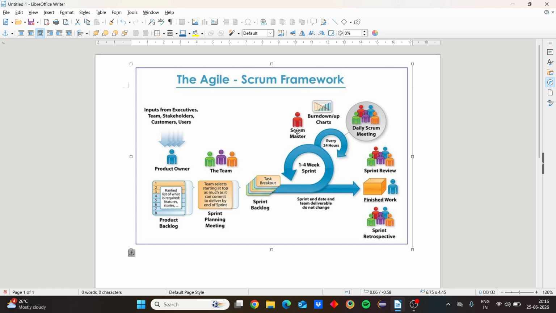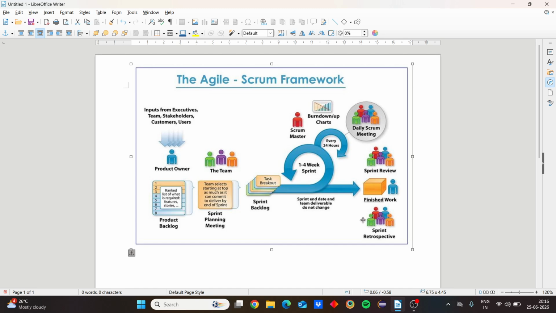The entire team, including the Scrum Master, the product owner, along with the development team and testing team, everybody participates in this sprint retrospective meeting. Understand, guys? This sprint retrospective meeting is conducted only once after completion of the sprint and before starting the next sprint.